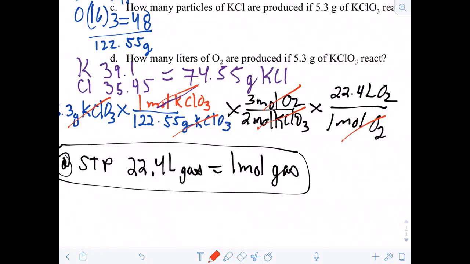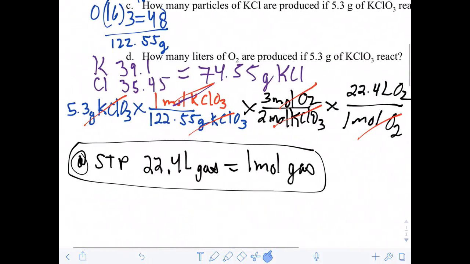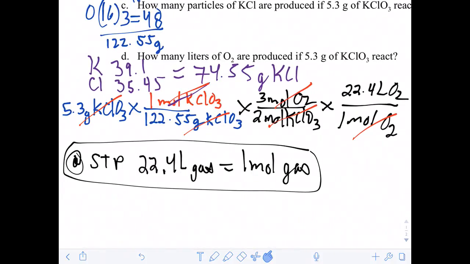So in this particular problem, this is what you'd put in your calculator. 5.3 divided by 122.55 times 3 divided by 2 times 22.4 liters gets you liters of O2. So I threw a new conversion factor at you, which made it so that you had to use that deduction, right? You had to take that general principle of how to cancel units and use it on a new type of problem. That's something you're going to have to do for your competency.